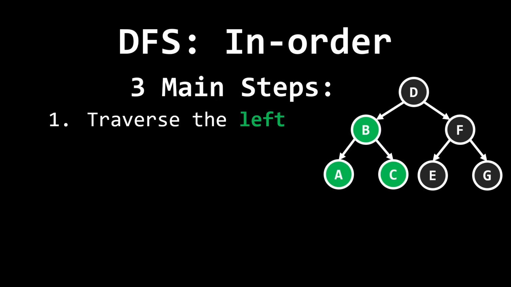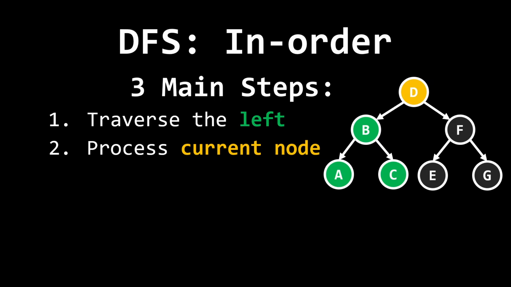If you think about this in a DFS method, it's going to go all the way down to the bottom left node, and it's going to process that node first. The second thing we need to do in in-order tree traversal is process the current node. So let's say we just visited all the left subtrees, and then what we would need to do is process the current node. That can mean printing it out, processing the data inside. It doesn't really matter what you do, as long as you process the data. And the final and third main step is to traverse the right subtree.